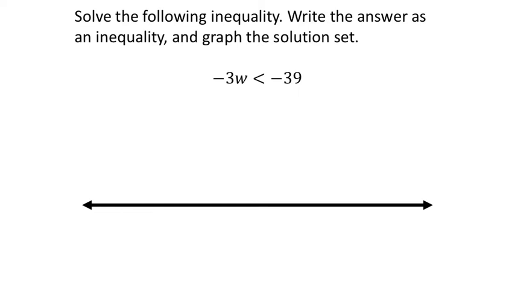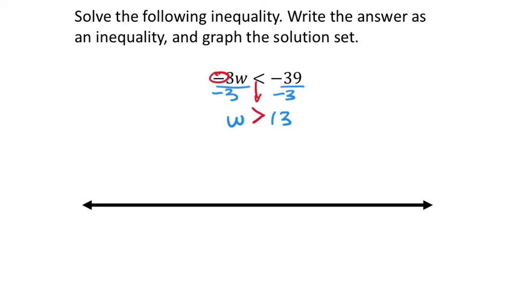So -3w is less than -39. Let's go and divide both sides by -3. Okay, now, common mistake here. W is less than 13. The number's correct, the inequality is incorrect. What happened? Well, we had to flip it because the coefficient was negative right there, which should have flipped the inequality. So this W is now greater than +13, okay?